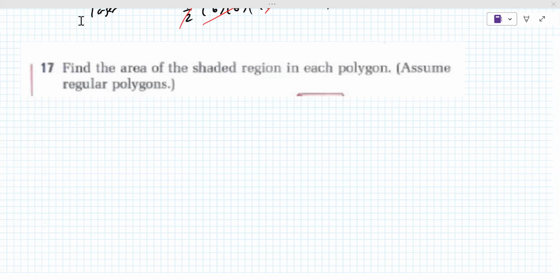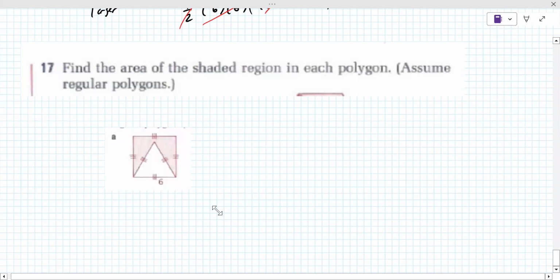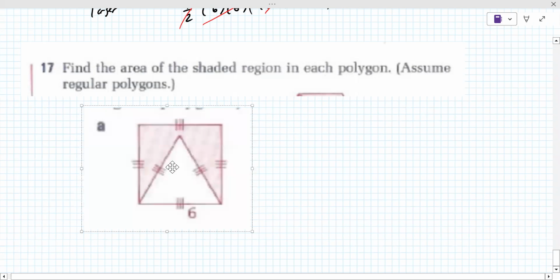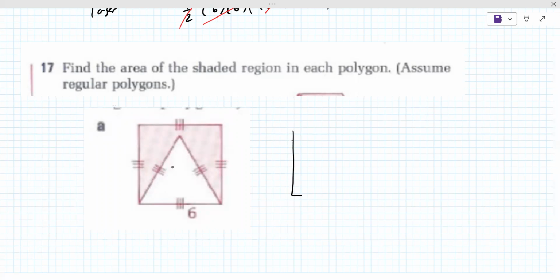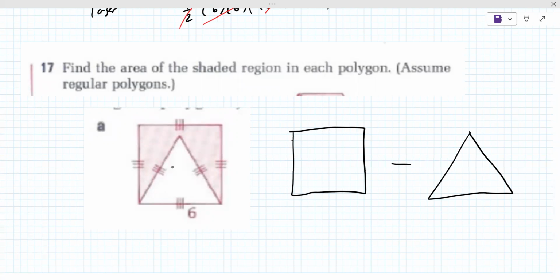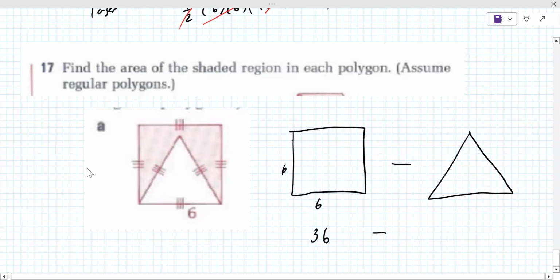Find the area of the shaded region in each polygon. All right. So this is a composite figure. You want to find the area of the square and subtract the area of the triangle. So I'll find the area of the square, 6 times 6, 36. And you get the task of finding the area of the triangle here, the equilateral triangle.